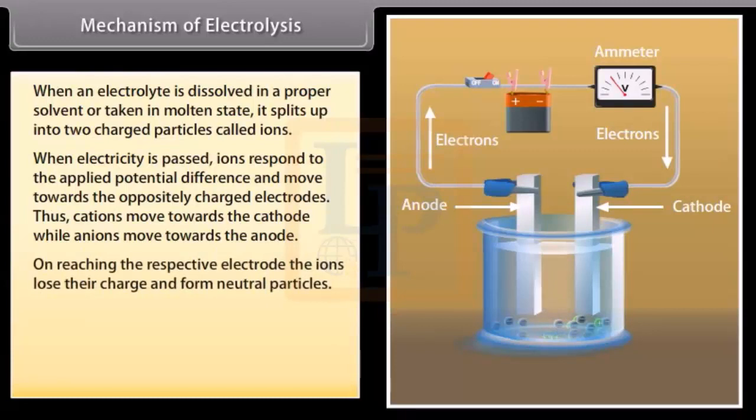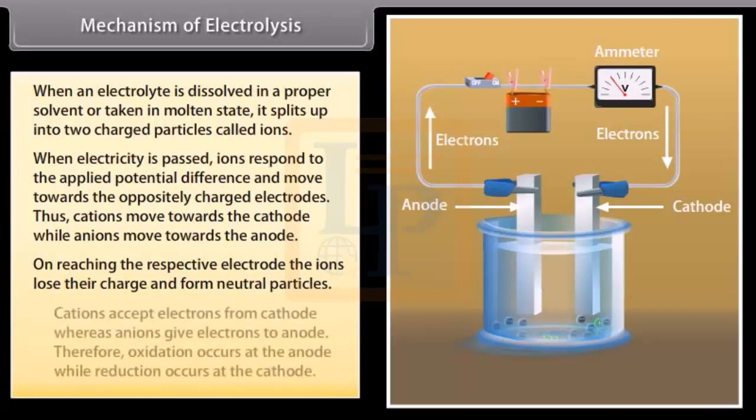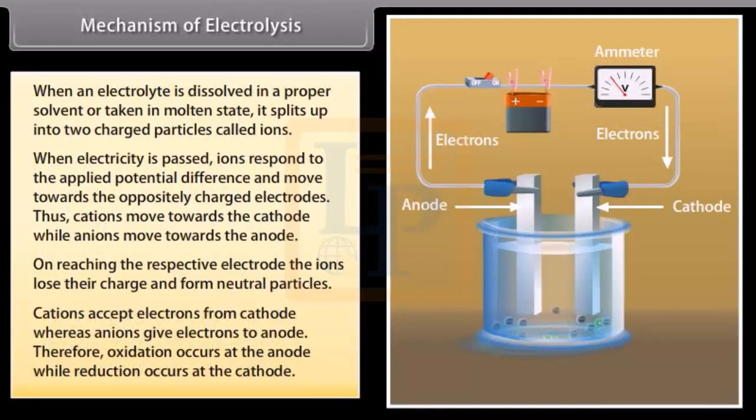On reaching the respective electrode, the ions lose their charge and form neutral particles. Cations accept electrons from cathode, whereas anions give electrons to anode. Therefore, oxidation occurs at the anode, while reduction occurs at cathode.